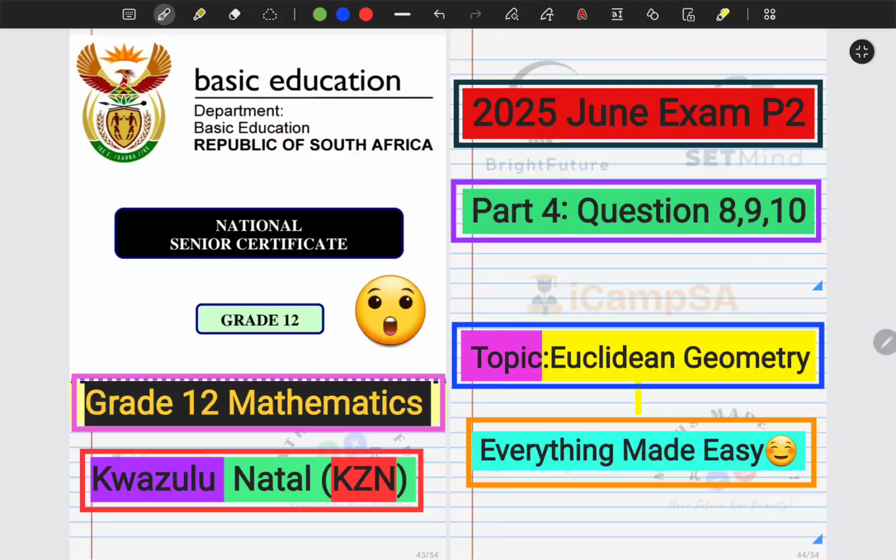This edition, we're looking at part 4, which covers questions 8, 9, and 10. And this part is focused on the Euclidean Geometry part of the paper. We're still looking at the June 2025 exam paper 2, which was written in KZN. This is grade 12 maths.